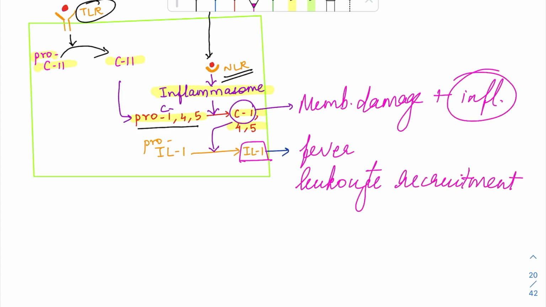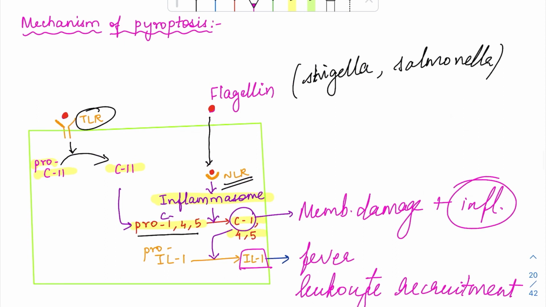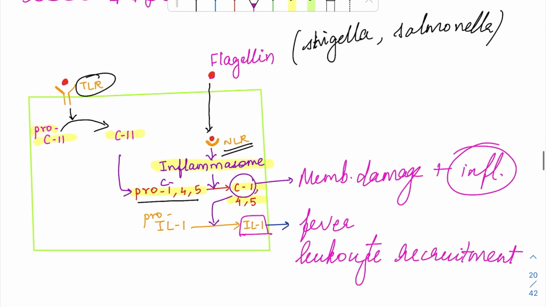Here again, the morphology will be that of necrosis because the membrane is being damaged and inflammation is there. But still, it is a programmed cell death because it involves a pathway, the formation of the inflammasome. This programmed cell death involves caspases like apoptosis, but the caspases are different. The caspases involved in pyroptosis are 1, 4, 5 and 11, while in apoptosis, it was 8, 9 and 10 and 3, 6 and 7.